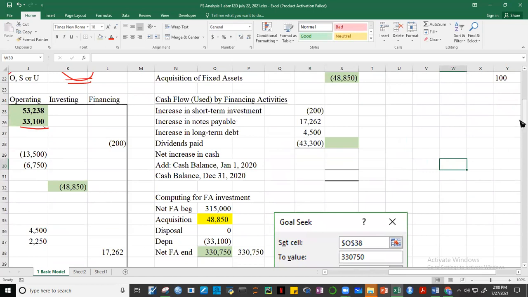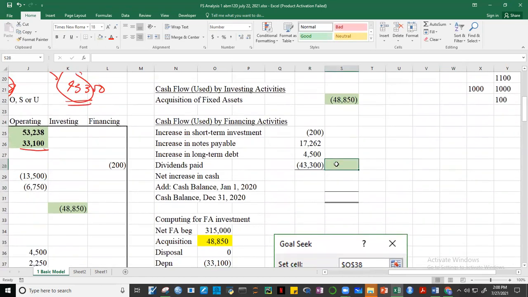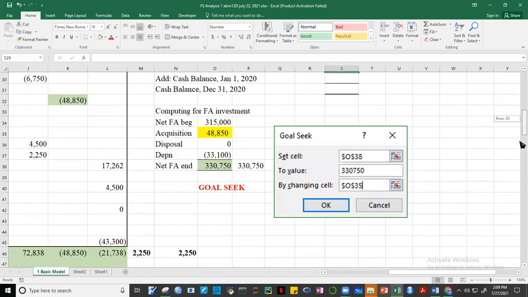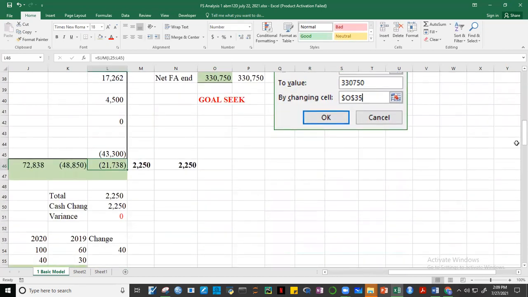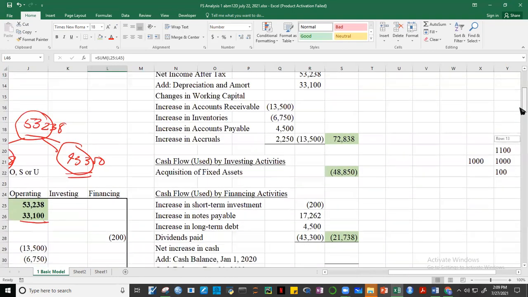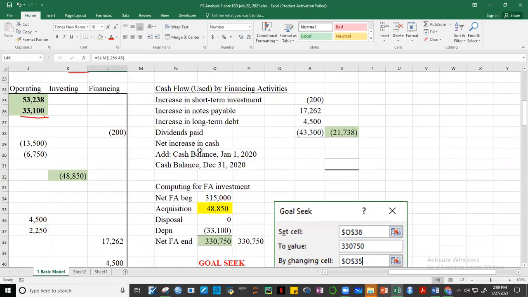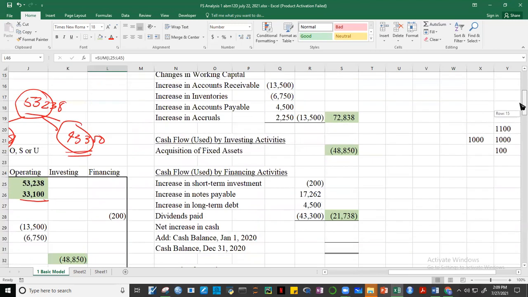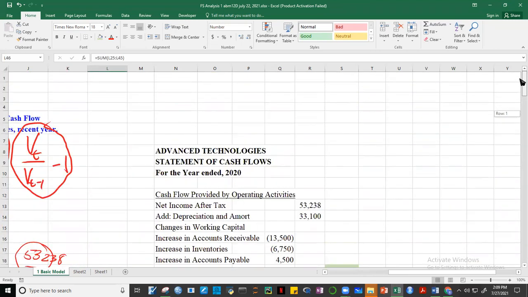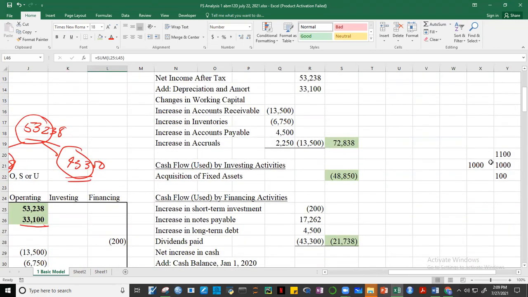Okay, so these are the 4 items under financing. If we sum that up, guys, you should be able to get yung 21,738, which is the same as this one. Okay, I hope guys you see the logic behind coming up with a template first, a working paper, para madali na guys natin ilipat-lipat dito.